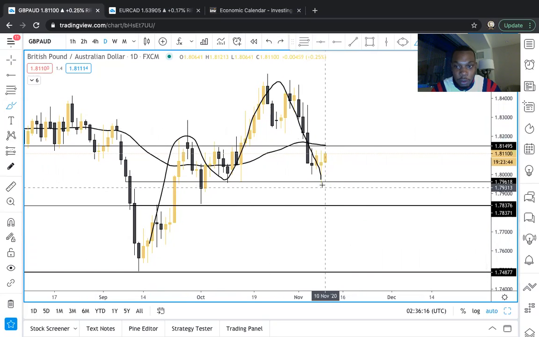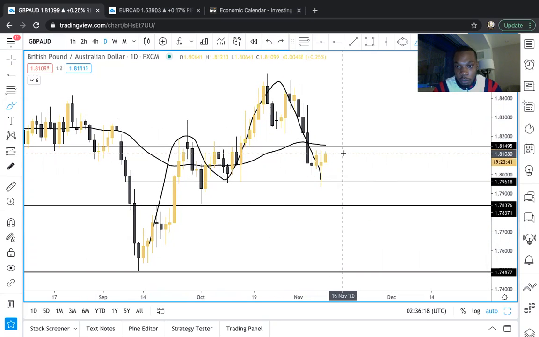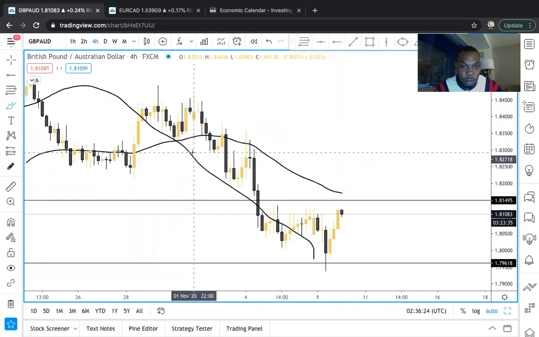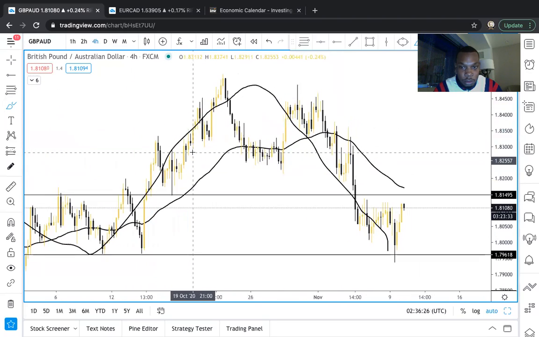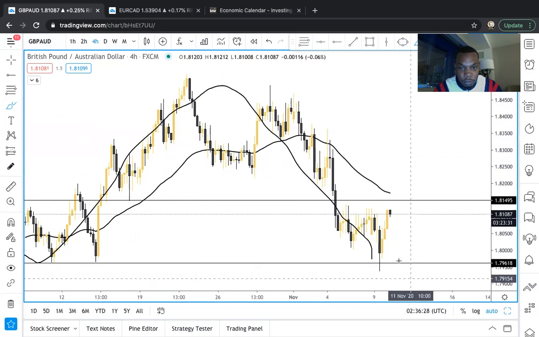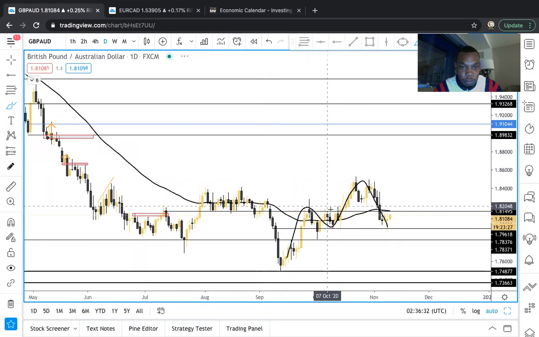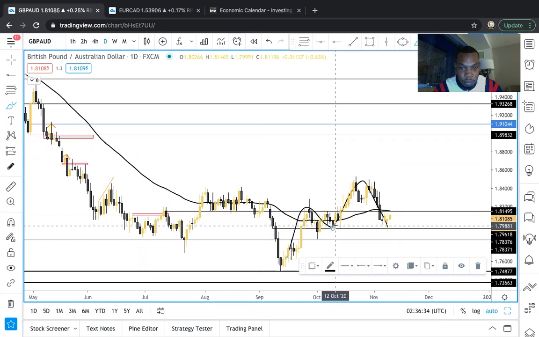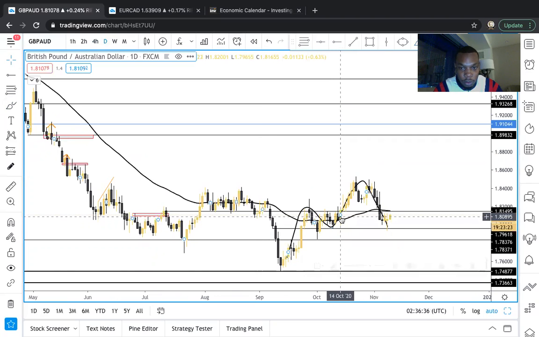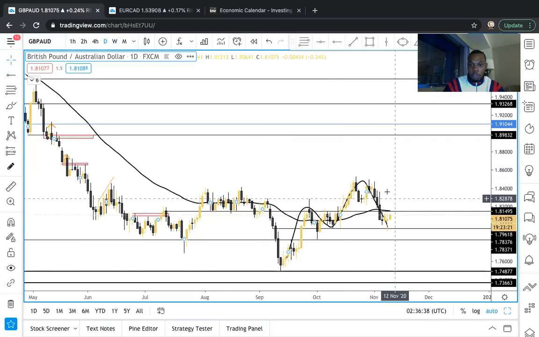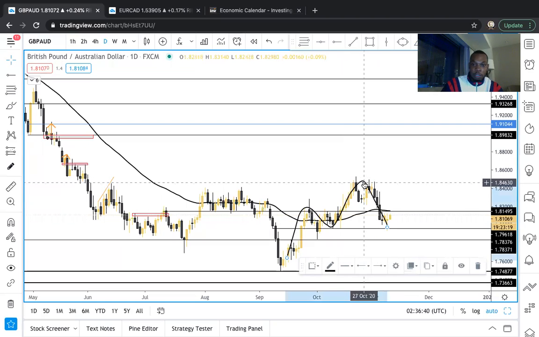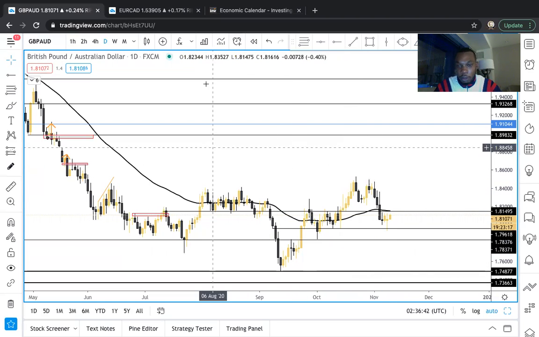As of right now, it's looking like the market is going to reach this 1.815, and I could see it pushing higher. So I'm going to wait to see what price does. It's about 50 pips to get to that 1.815.